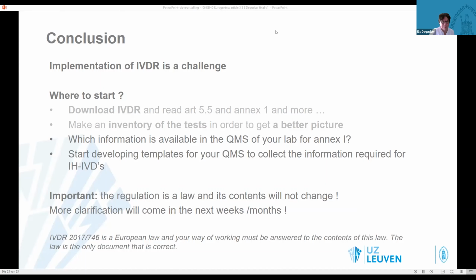And Jeroen will explain to us and give us more information about these guidelines and what we can expect in the near future.